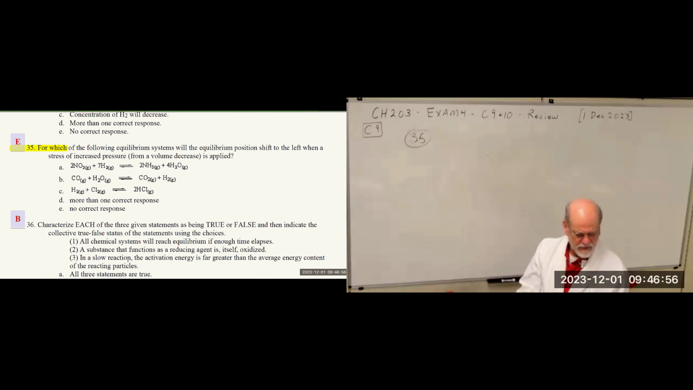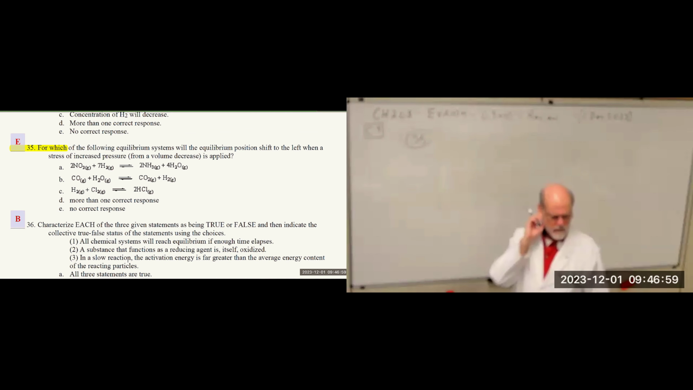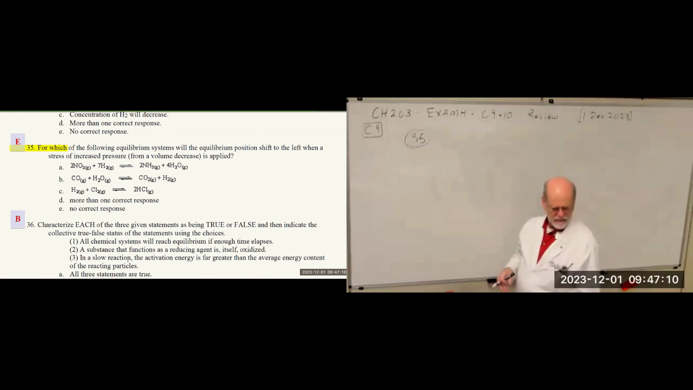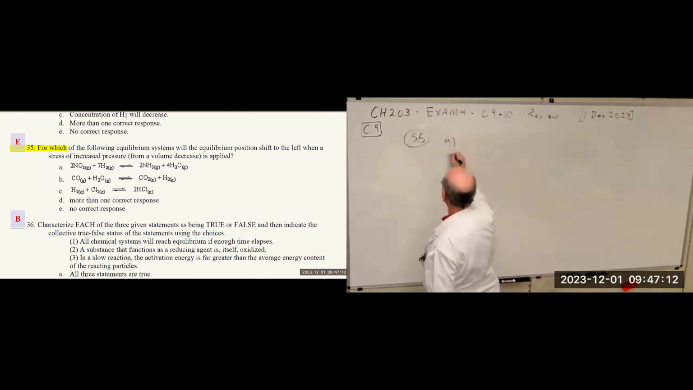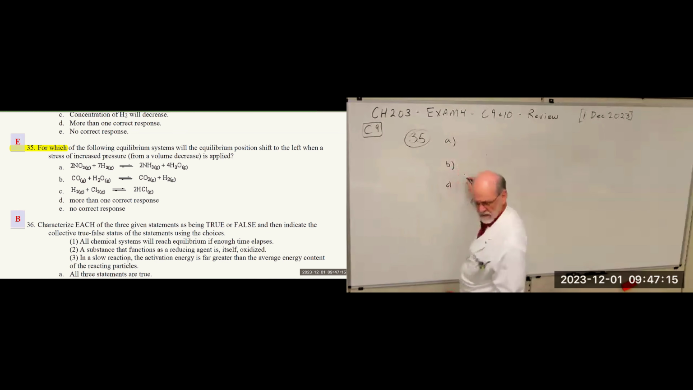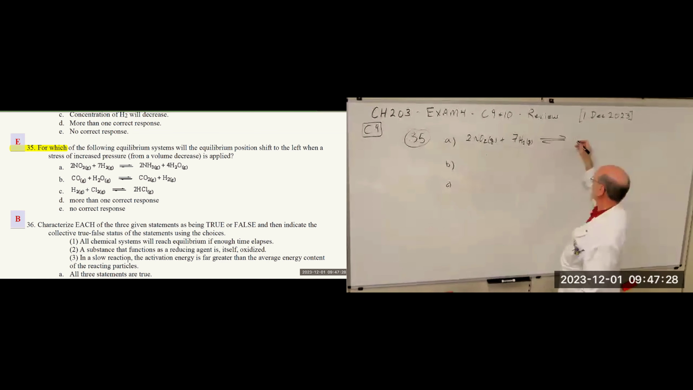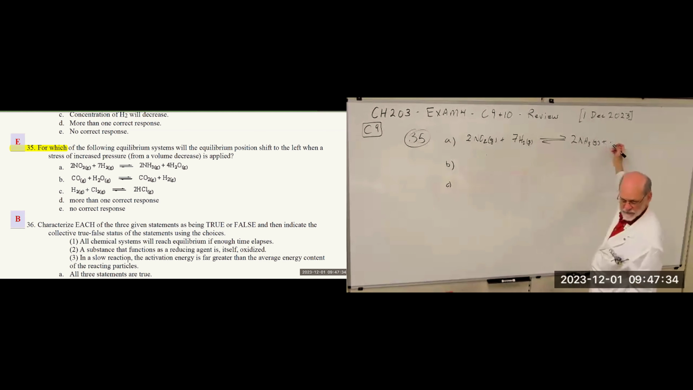All right, 35. For which of the following equilibrium systems will the equilibrium position shift to the left when a stress of increased pressure from a volume decrease is applied? All right, I guess better put each one of these up here. So we have two NO2 gas plus 7 hydrogen gas in equilibrium with 2 ammonias plus 4 waters.